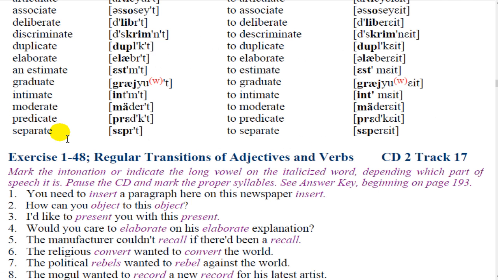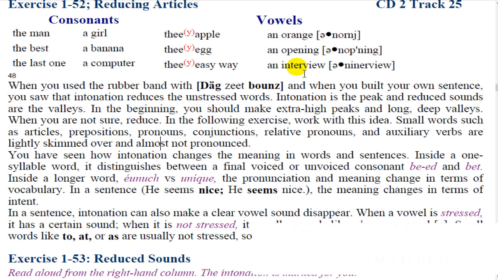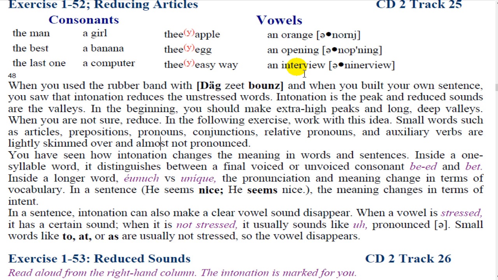Look here, was. Exercise 152, reducing articles. The man, a girl, the apple, an orange, the best, a banana, the egg, an opening, the last one, a computer, the easy way, an interview.